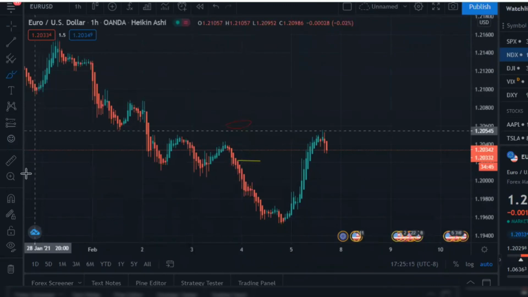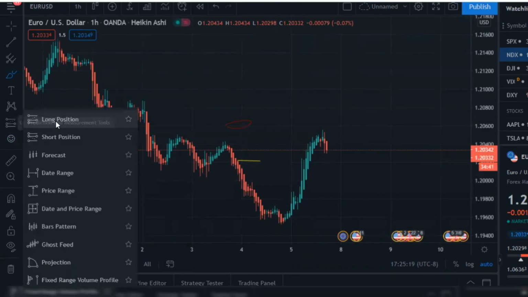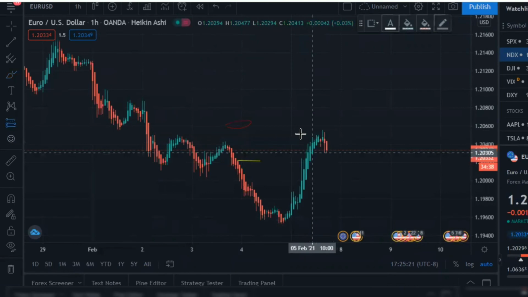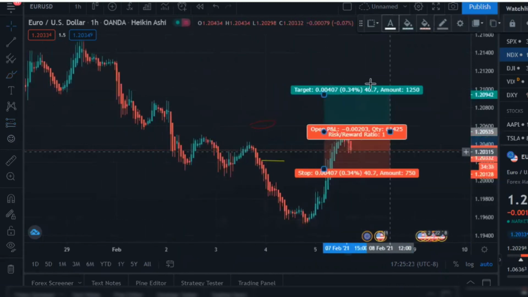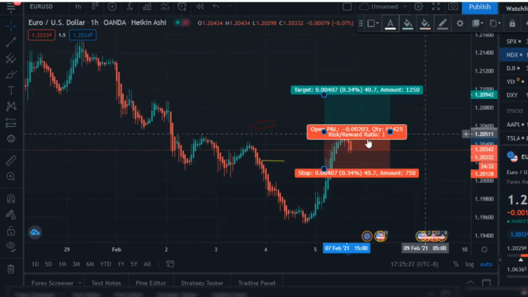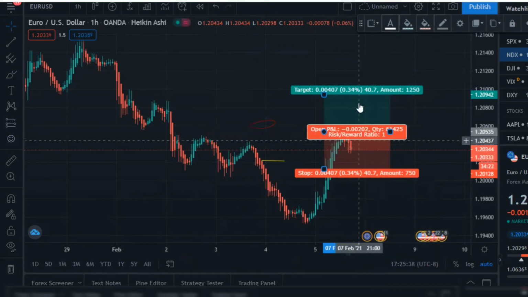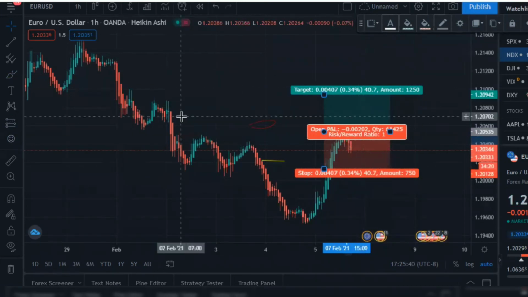Pretty much this one we use it to just check your long positions. It automatically calculates for you your risk and reward ratio. So if your risk and reward ratio is 1:1, well, I don't know if that's a good risk and reward ratio. If it's 1:2, then it calculates for you there.